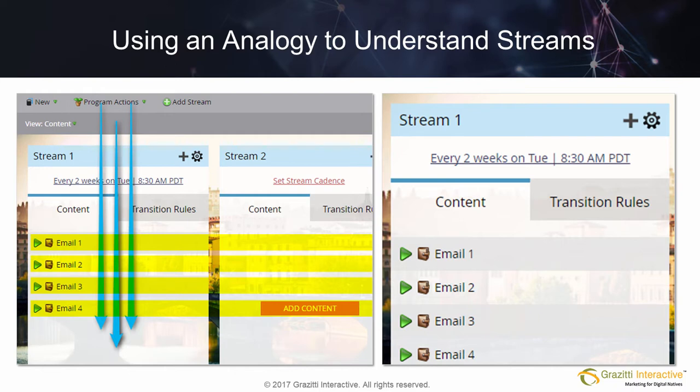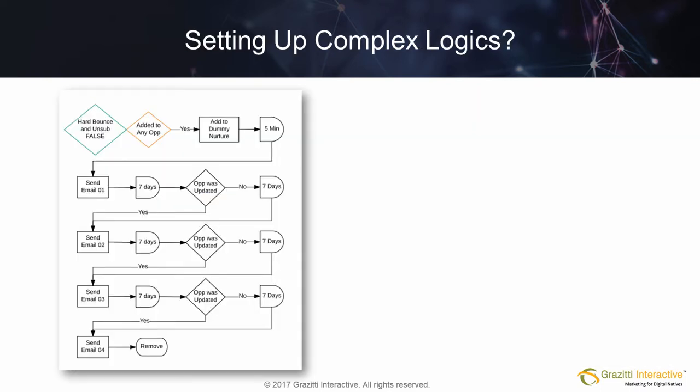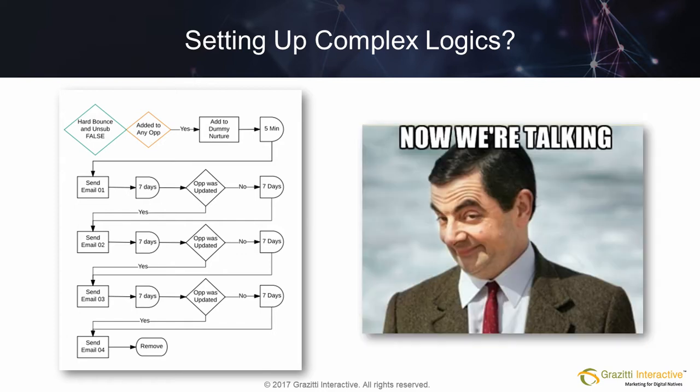So let's take an example, right? The example I'm going to take is this flowchart here. I'm not going to explain that. That's boring. But just to have a high-level insight, I want to send the next email only if the opportunity of a lead was updated. Else, I want to wait another 7 days. How do we do that? It's clearly not very much possible in an engagement program. Yeah. You can see, now we're talking.